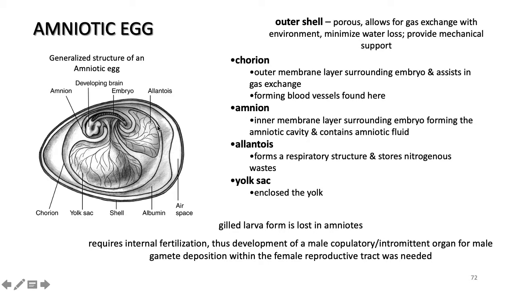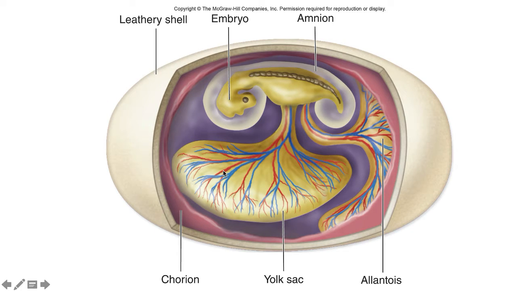And then we have the amnion, right there. And then the allantois. There's the blood vessels, stores nitrogenous waste, and then the yolk sac is basically all of this. But this is the diagram that your book kind of gives you. So there's the embryo, and you can see that it's tied to blood vessels for the yolk sac for the food.